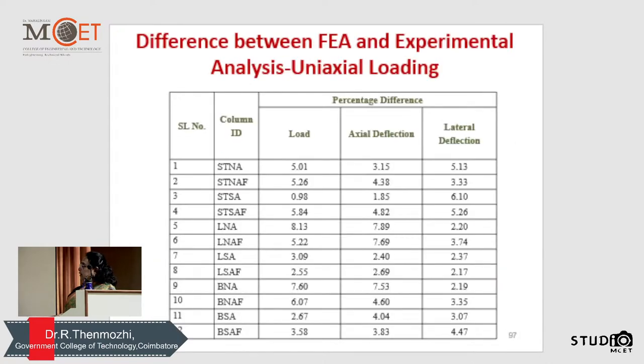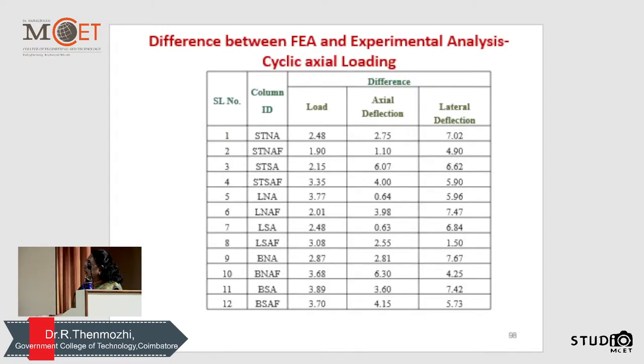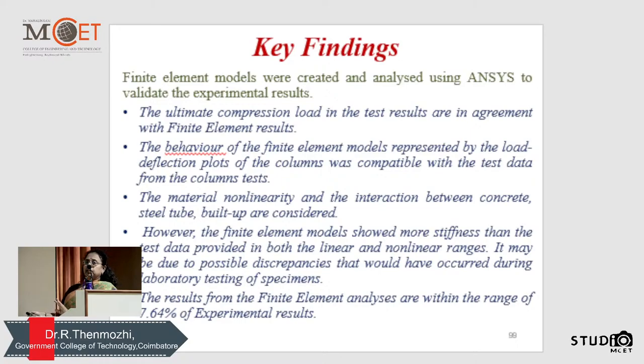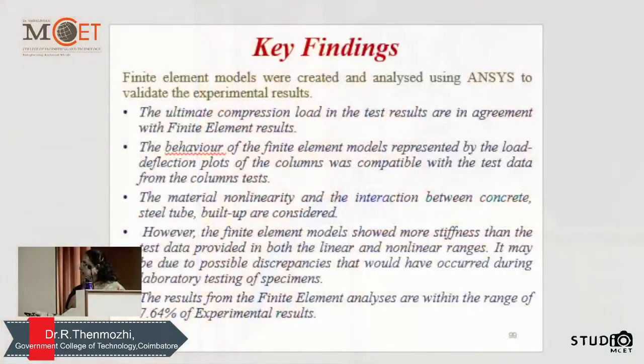So these are the different loads. The load, axial deflection and the lateral deflections are presented here. From this, what we are able to understand is that the basalt composite columns have produced more load. They also showed more ductility, and the energy absorption capacity is also more when compared with the control systems, that is, conventional ones.